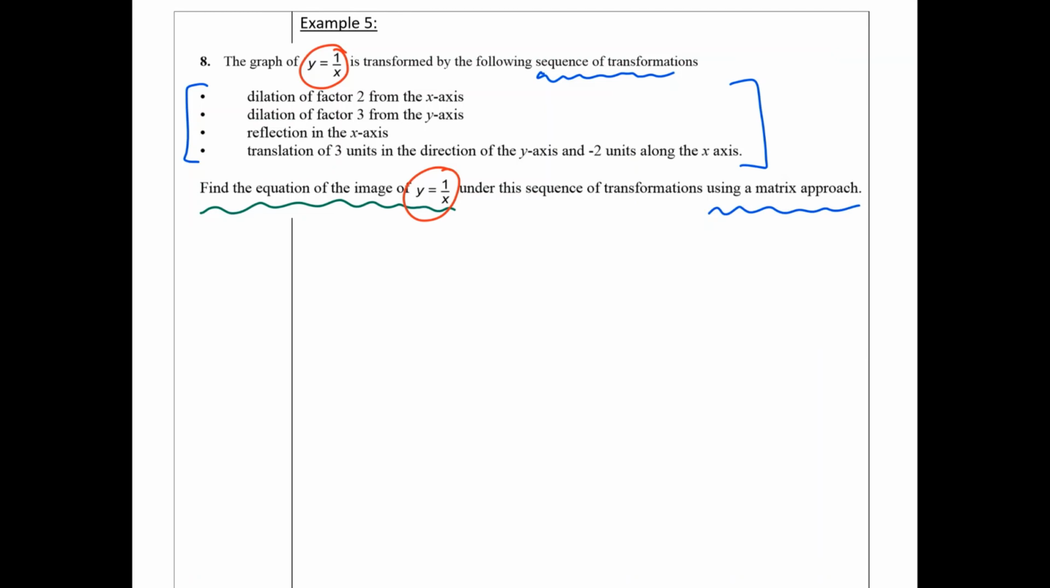A dilation factor 2 from the x and 3 from the y. Well, that means 3 and 2 must be in these positions. A reflection in the x-axis, well, that happens down there. And a translation of 3 units in the direction of y, -2 along the x-axis. That's not a great way to write that. We should have said 2 units to the left, or 2 units in the negative direction. But it does help us because we're just always adding 3 units in the y and -2 in the x.